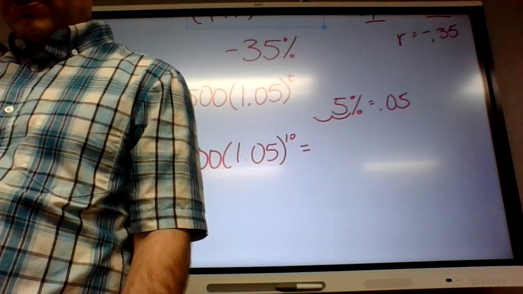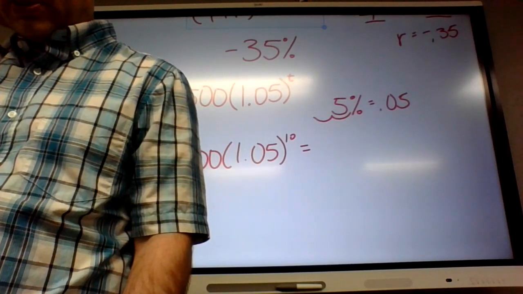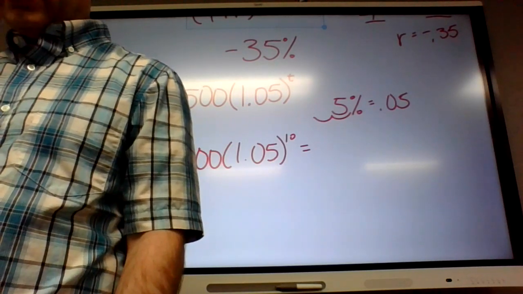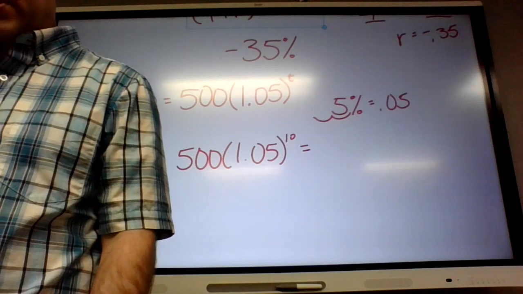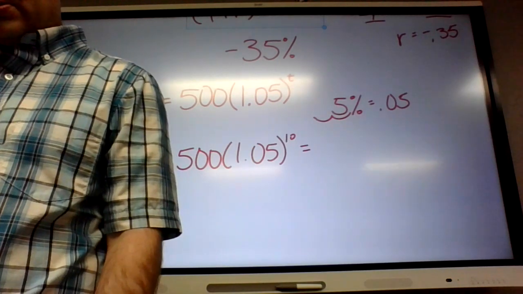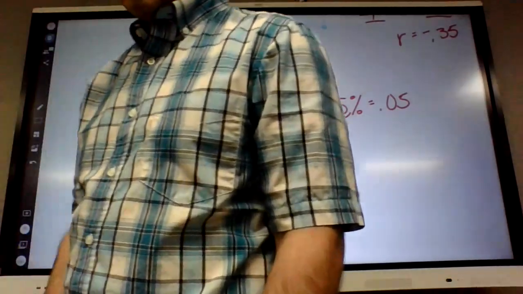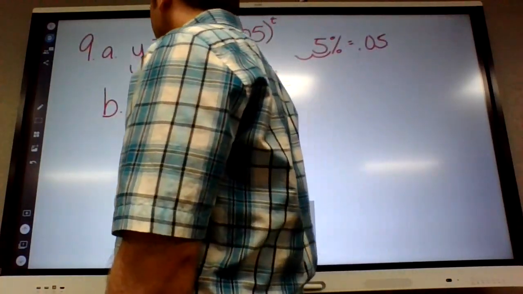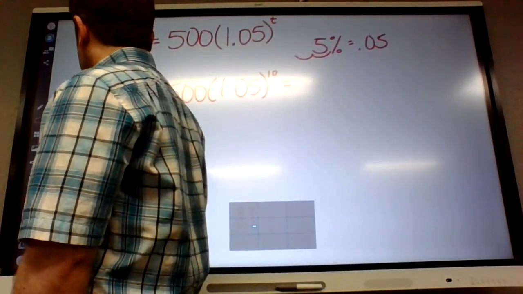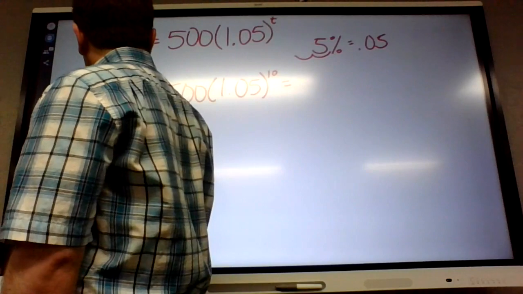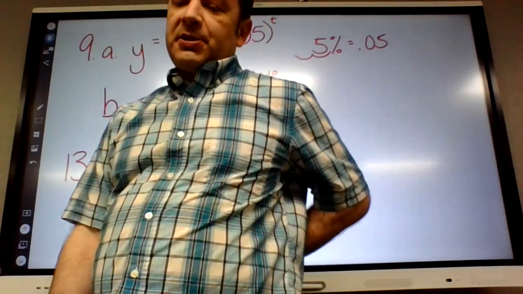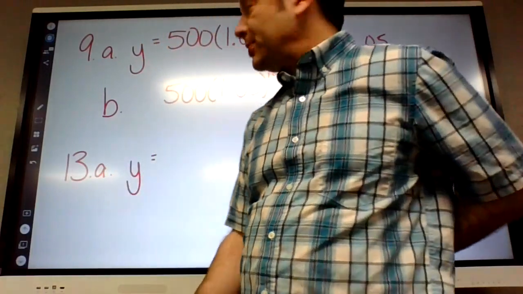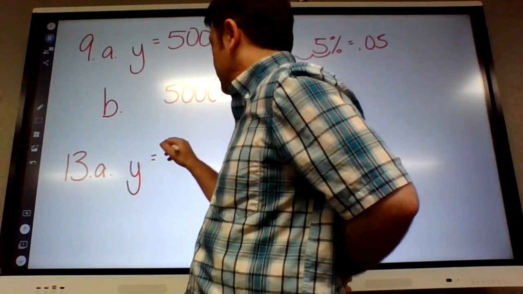Let's do a decrease one. Where's that start? Number 13. Looks like 9 through 12 are all increase and 13 through 16 are all decrease. Okay, so on 13, it says the yearly profits of a company is $25,000. That is not a lot of profit.